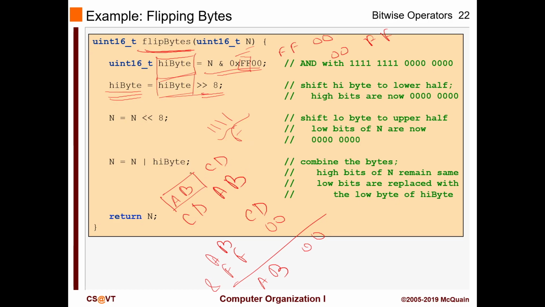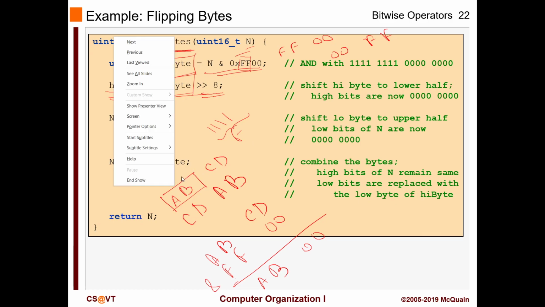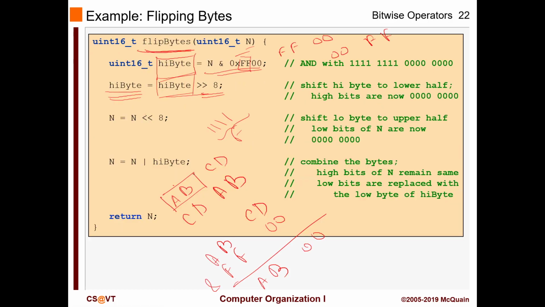Okay, so when you're working with hexadecimal, remember, if you want to shift this to this, you have to shift it by 8. Can you think of why that works? Think about it, it's pretty easy. So what we're going to do is do a right shift of high byte by 8. So this AB is going to be shifted here.